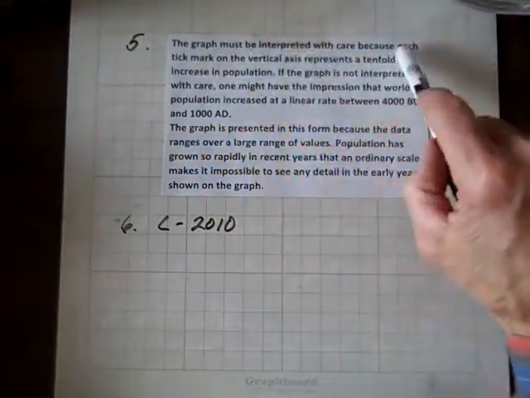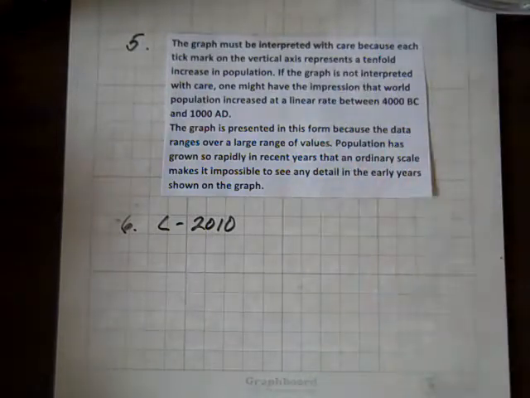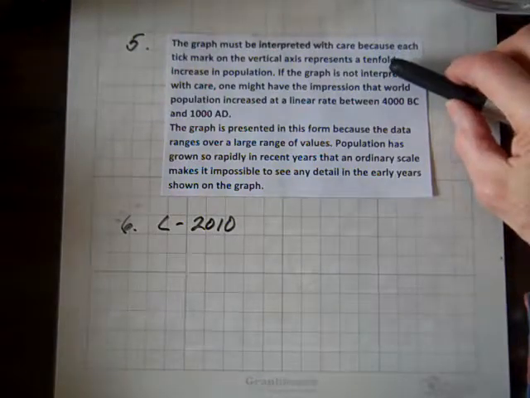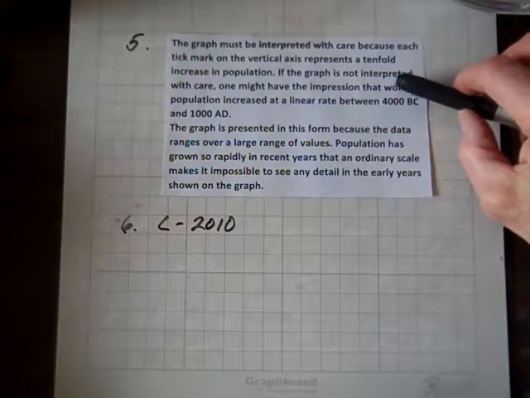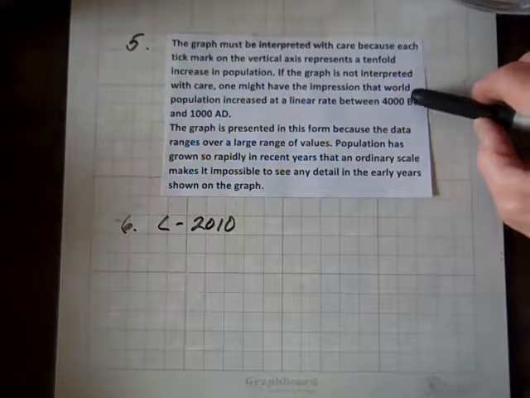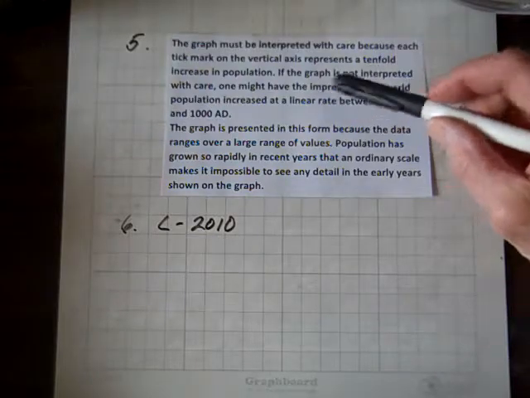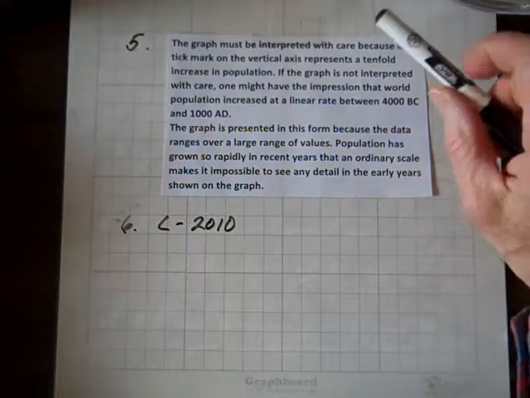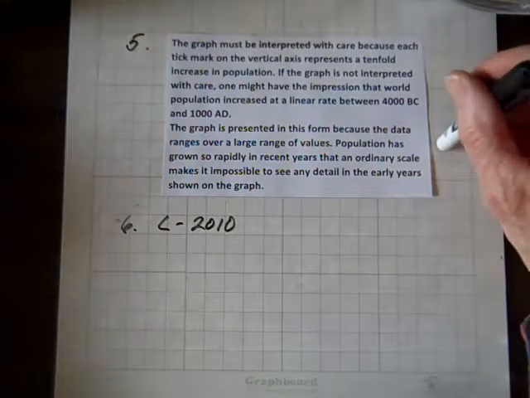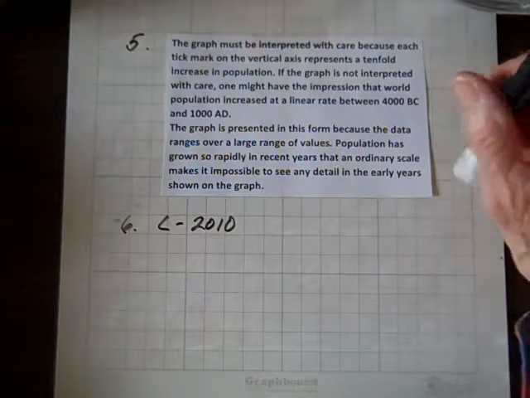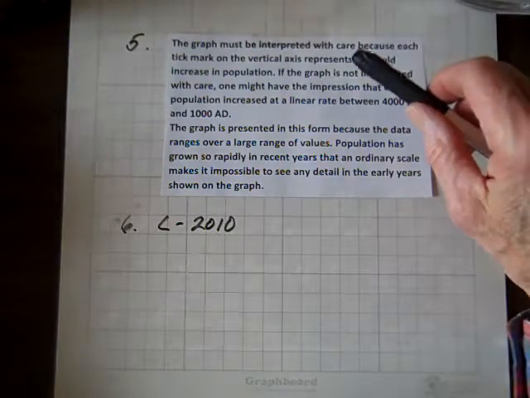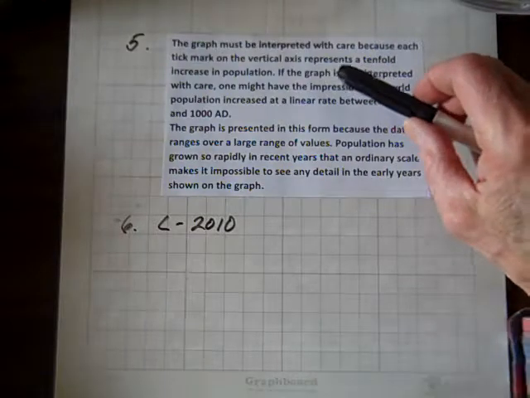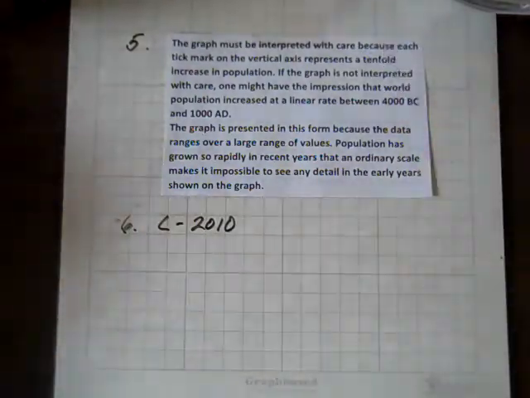The graph must be interpreted with care because each tick mark on the vertical axis represents a tenfold increase in population. If the graph is not interpreted with care, one might have the impression that the world population increased at a linear rate between 4000 BC and 1000 AD. The graph is presented in this form because the data ranges over a large range of values. Population has grown so rapidly in recent years that an ordinary scale makes it impossible to see any detail in the early years shown on the graph.